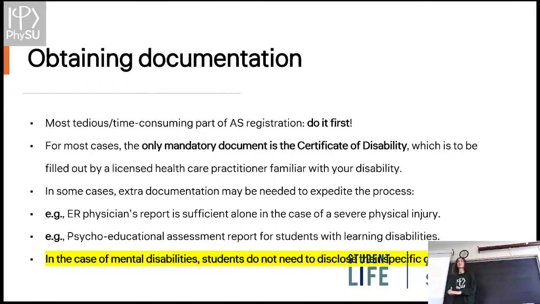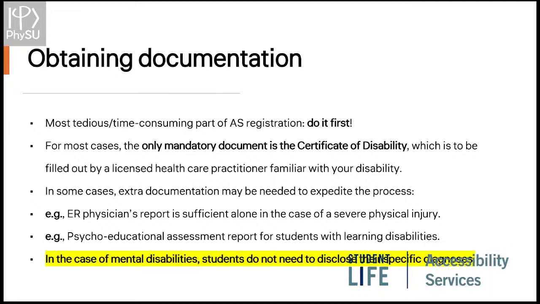You need to book an appointment with your doctor or any licensed healthcare practitioner who is familiar with your case, with your disability. Once you have an appointment with that person, they will sit down with you and sign it. They will fill the form out, and we'll get to the specifics of the form in a minute. Now, in most cases, this is the only document you need.